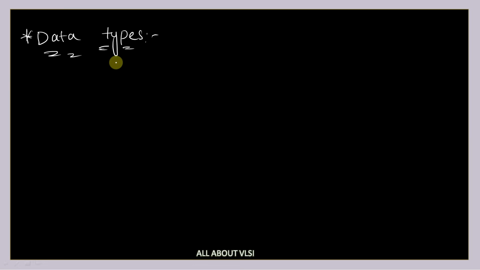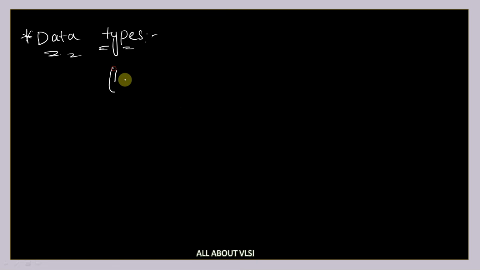Okay, so any variable you are declaring in any programming language, as far as I know, like C language or C++ or Python or Verilog or VHDL, you cannot simply declare it. You should specify the data type of that particular variable so that the compiler will know that okay, this particular variable can deal with this type of data. So that's why we are going to use data types. Now, we have different data types in Verilog.